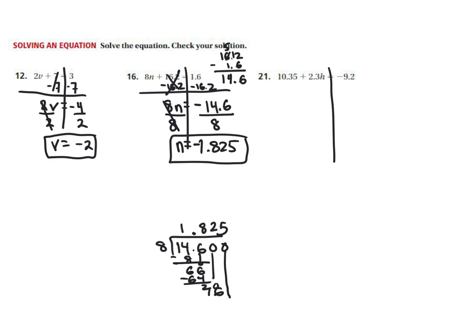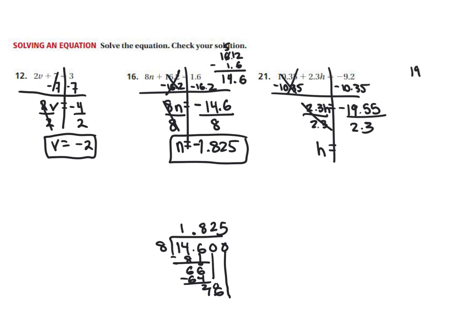So for our last one, we'll take away 10.35 from both sides. And we're left with 2.3h. And over here we have negative 19.55. So we'll divide both sides by 2.3. And we're just left with h. And then we have 19.55, which is negative, divided by 2.3, which is positive. So negative divided by a positive is a negative. And we have to move the decimals.